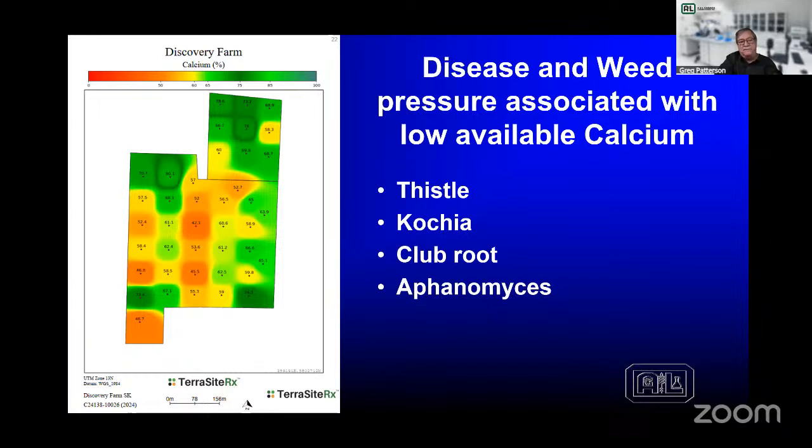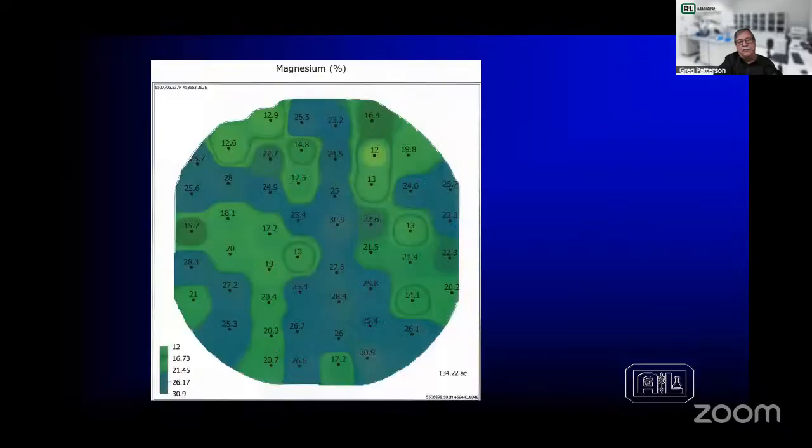So if you have kochia, if you have clubroot, if you have Aphanomyces, if you have thistle, you likely have excessive magnesium and low available calcium. So whenever you see diseases or you see weed pressures or even insect pressures, look to those as something that is really demonstrating the spatial variability within your field, and look to what the cause is, not just what the treatment should be. Look at what the cause is so that we can do a better job controlling some of these things. Obviously, it's not going to control 100%, but you're not going to get any control if you don't start addressing some of the reasons for it.